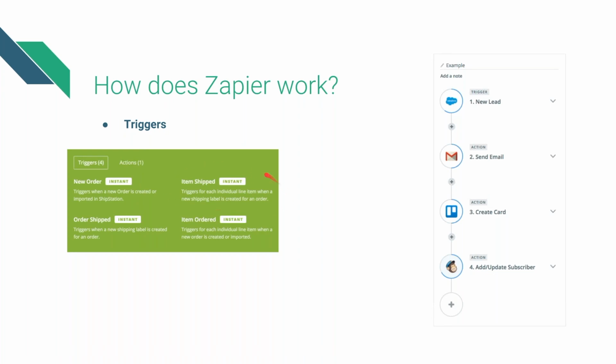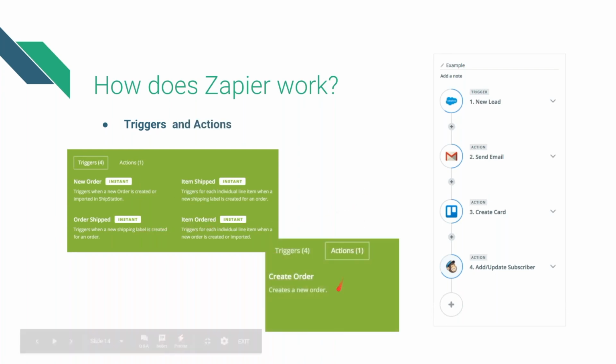So items shipped, same thing here. Item order ID triggers each time an individual line item is created or imported. The powerful part here is many of you were talking about wanting custom costs, or wanting to put all of those line items into an invoice and track those pieces. You can do that down to the line item level to push those to the other platform. And then you've got order shipped as well. So item and order level triggers.